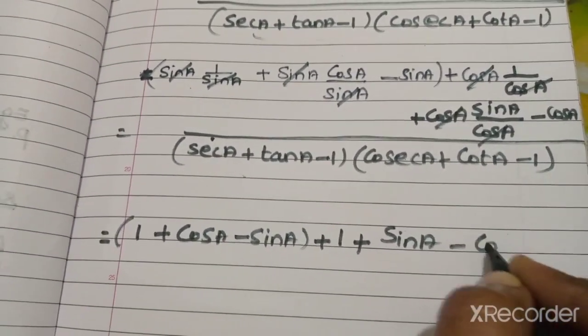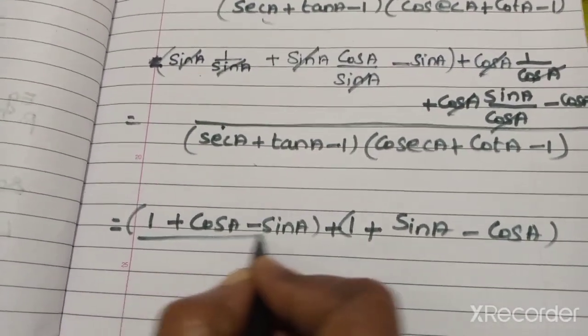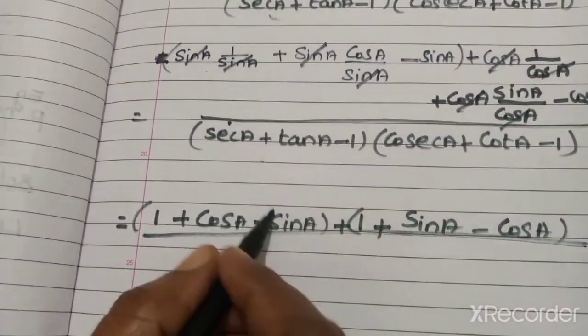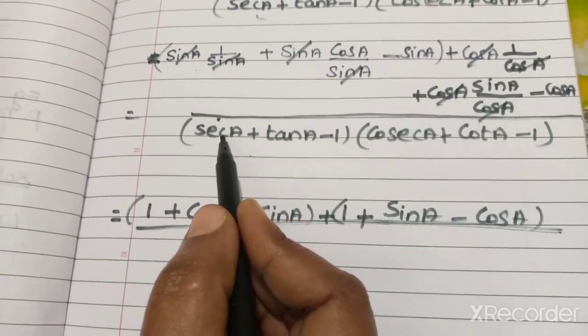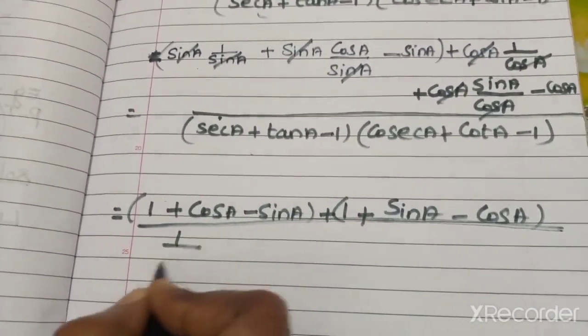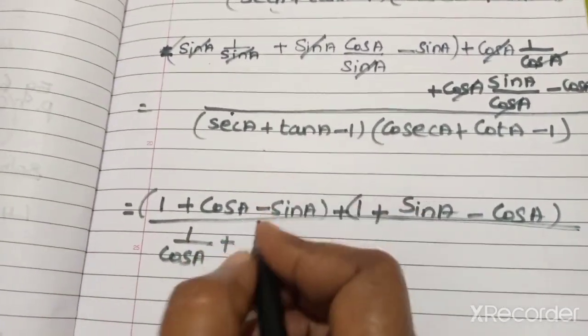Close the bracket, divided by, now denominator, let us change it into sin cos ratio. So what is secant A? 1 by cos A. 1 by cos A plus what is tan theta? Sin theta by cos theta.